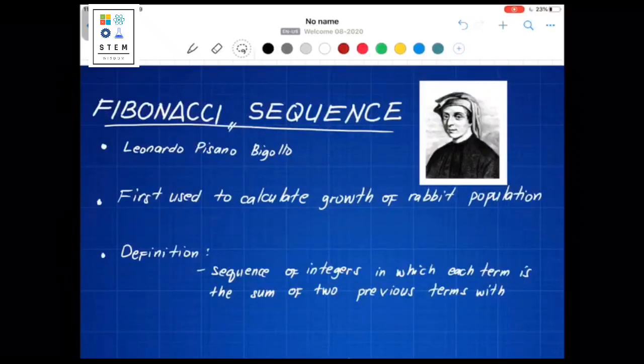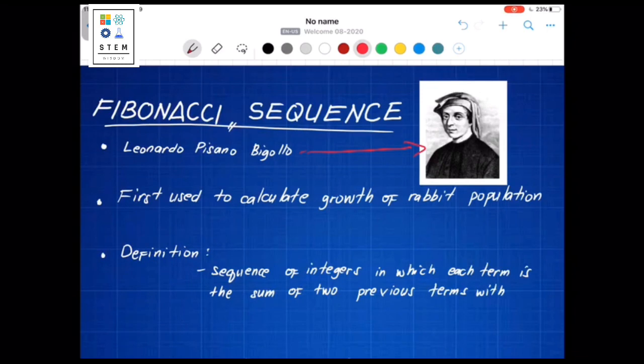For this video, we will discuss the Fibonacci sequence. Okay, short history. The Fibonacci sequence is named after Leonardo Pisano Bigolo. Ito siya. So, nickname niya Fibonacci, kaya tinawag na Fibonacci sequence.